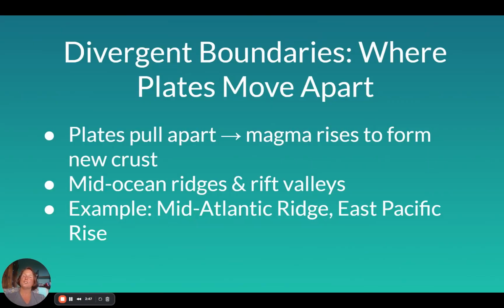So we'll start with divergent boundaries, where plates are moving apart. In a divergent boundary, two tectonic plates are moving away from each other, and generally magma rises to form new crust there. So it's going to fill that gap. So if it's an ocean divergent boundary, we're essentially building more ocean that way. This is where mid-ocean ridges occur, and it's where rift valleys can occur. So the Mid-Atlantic Ridge is a great example of this.